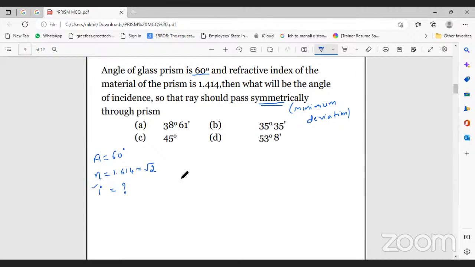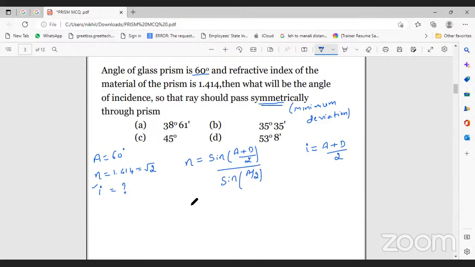What is the angle of incidence for minimum deviation? A plus D by 2, sir. Okay. So what is your prism formula? Sine of A plus D by 2, divided by sine of A by 2, and the whole thing equals n.